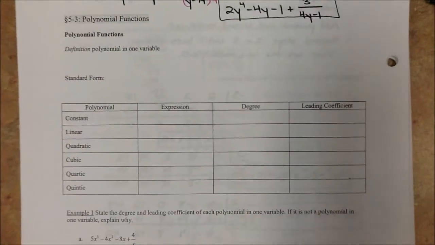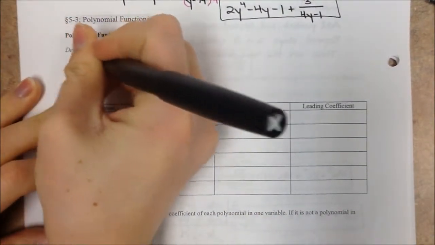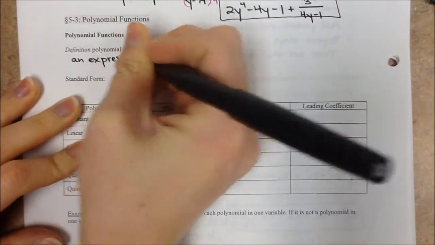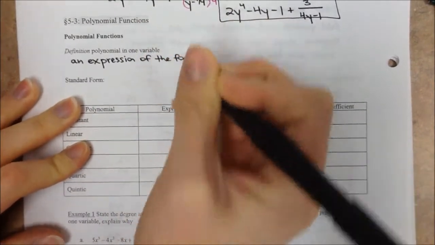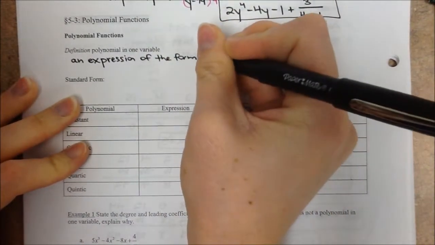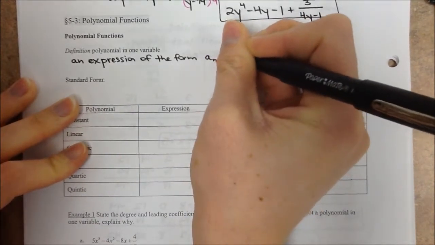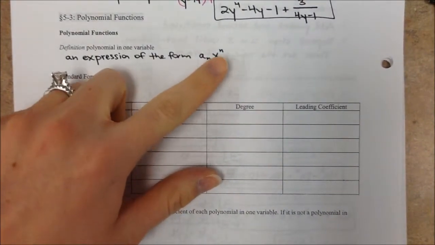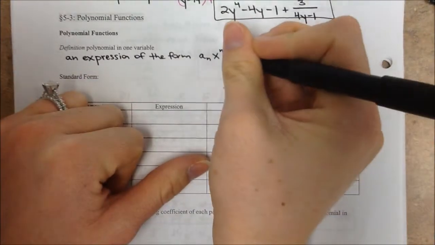So a polynomial in one variable is an expression of the form, and then it looks like this. This is going to be a little confusing, but I'll explain. So a sub n times x to the nth. This a sub n represents a constant, and then x to the n is going to be the biggest power, you know, x to the fourth or x to the fifth, whatever the biggest one is.